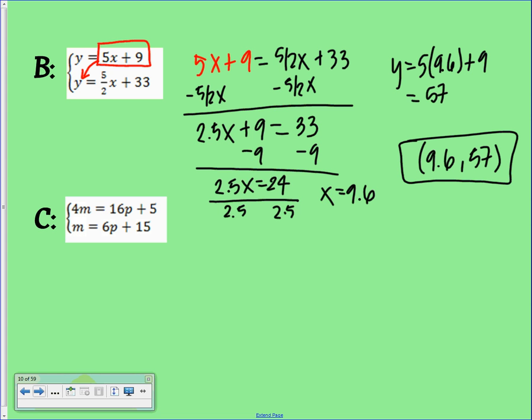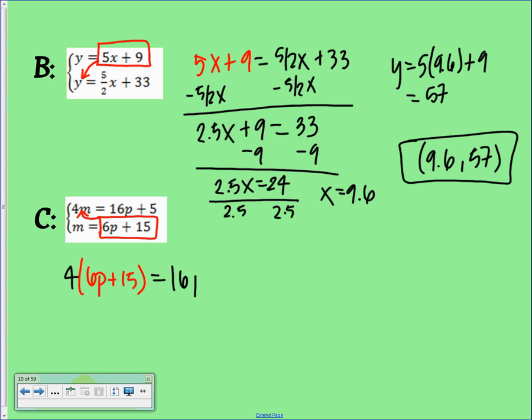Example C looks a little different because now my first one says 4m equals something and then just an m equals. So what you want to do is find the equation that is just equal to a single variable. This time I'm going to choose my second equation, which is just my m equals, and I'm going to substitute it into the top equation for where the m is. So you're always looking for the equation that is equal to a single variable. That first equation is going to say 4 times, but instead of m, I'm substituting in 6p plus 15, equals 16p plus 5.